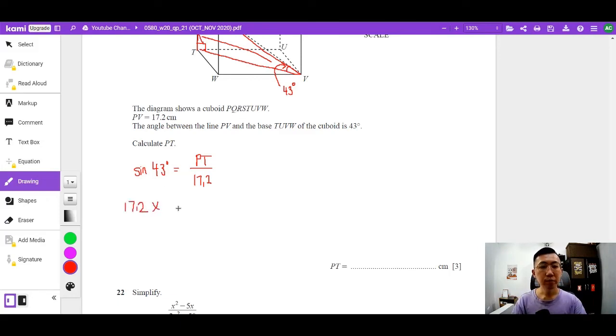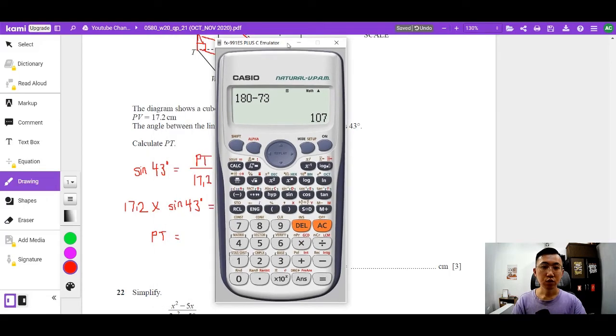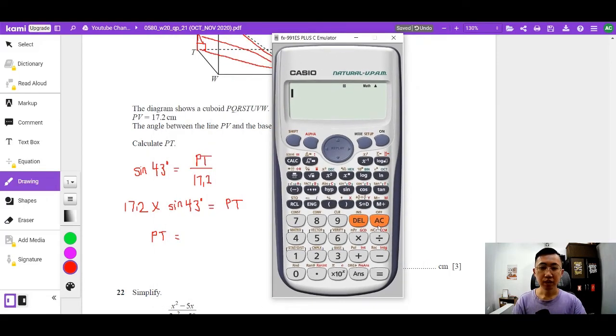17.2 multiply with sine 43 equals your PT. So use your calculator and find out what this PT is. 17.2 multiply with sine 43, close, equal. A lot of numbers, so always try to copy as many numbers as possible. I will copy 11.73.